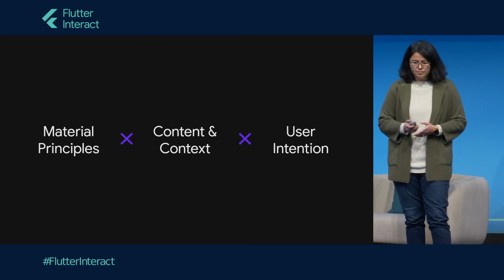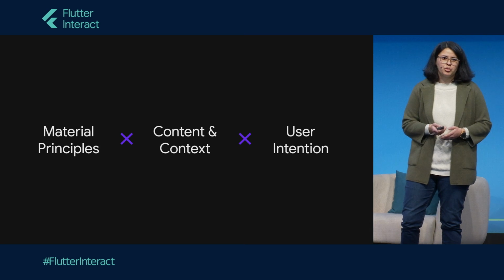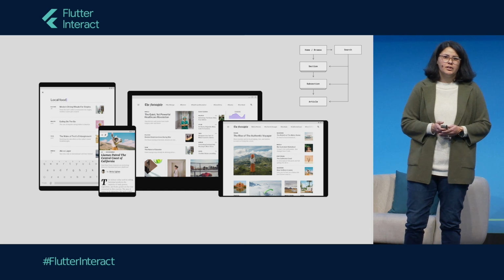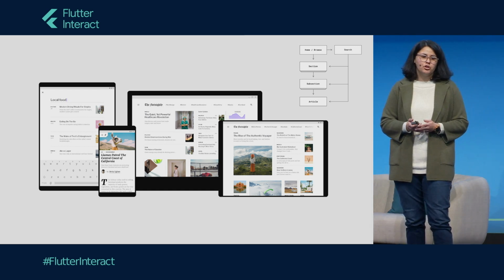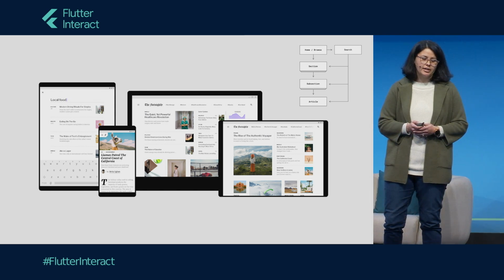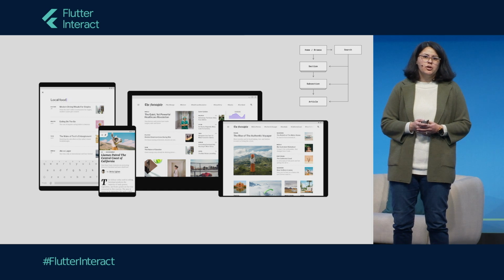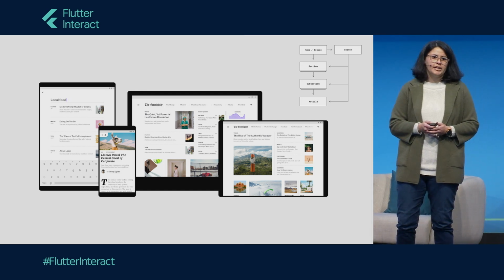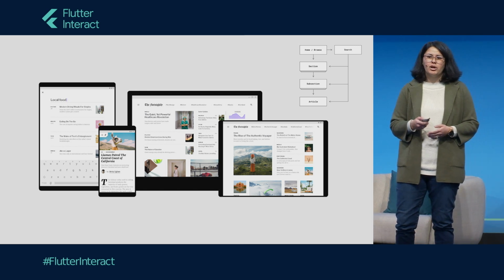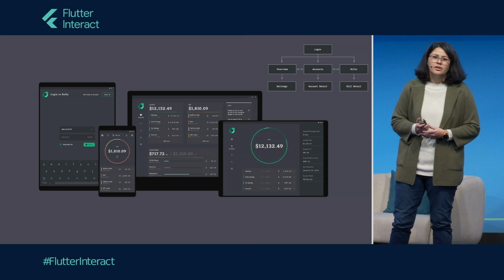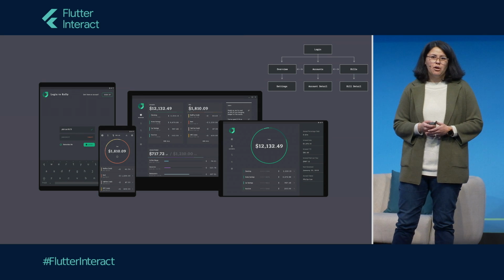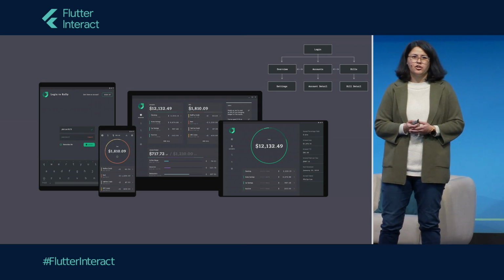All of this exploration was done within the context of material principles: content and context, and user intention. With content and context, we design with real use cases. For example, we explored what an information architecture would be for each product. In this editorial example, we asked ourselves, what type of navigation patterns would an editorial app like this use? Would a cascading navigation drawer work? Tabs? We really wanted to explore all of that. We also wanted to explore what patterns were appropriate for finance. What would a dashboard look like? How would it respond to different screen sizes and other platforms?